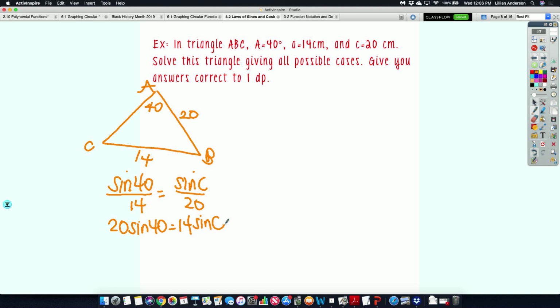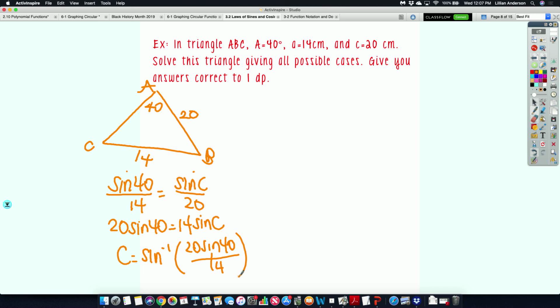Divide, and then I'm going to have to do what? Take the inverse. So C is going to be equal to the sine inverse of 20 sine 40 all over 14. Now, if this is a situation where there is no triangle, when you type this in, you're going to get an error message. Okay? So right off the bat, from finding the first piece of information, if this is a no triangle situation, you're going to get an error message and you can't go forward from there.